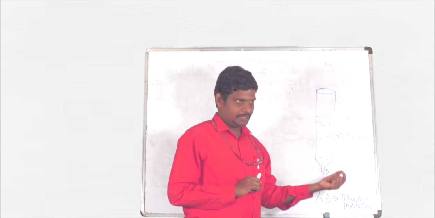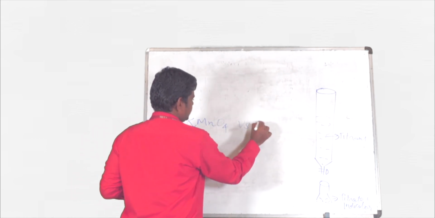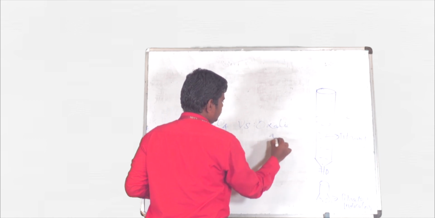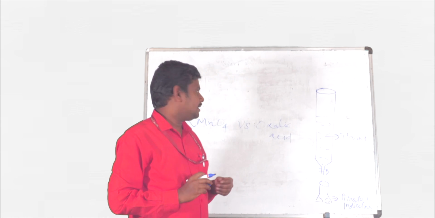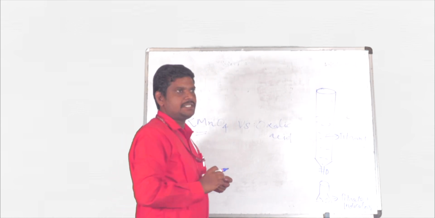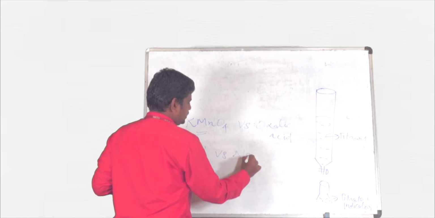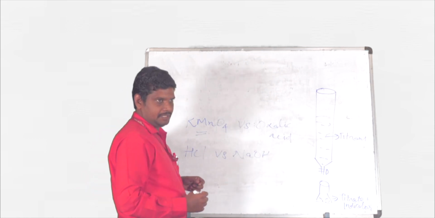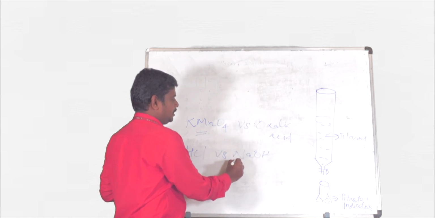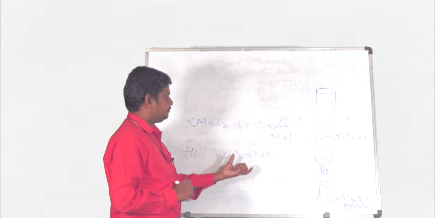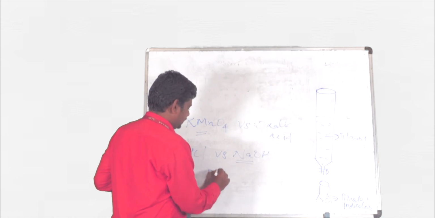In case of some titrations like KMnO4 versus oxalic acid, we are not going to use any indicator, because KMnO4 itself will act as a self indicator. If you take HCl versus NaOH, there we will determine the concentration of HCl with the help of NaOH or vice versa. If sodium hydroxide is taken as the titrant, HCl will be taken in the conical flask along with the indicator called phenolphthalein.